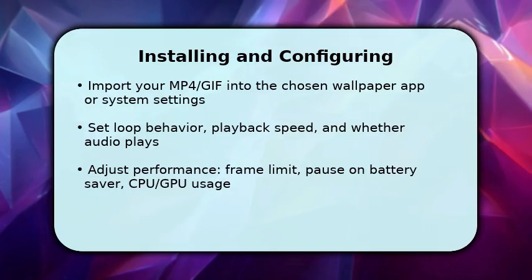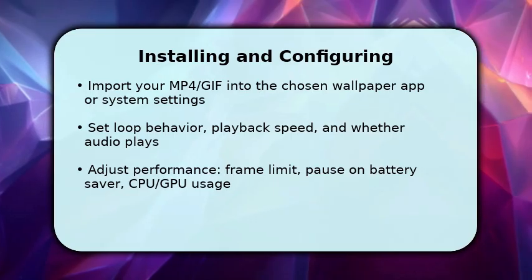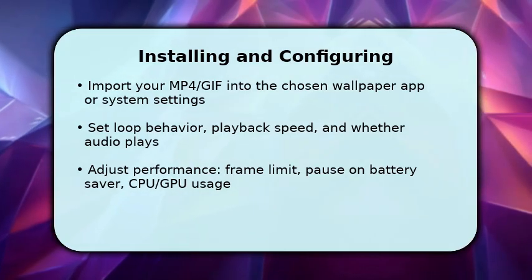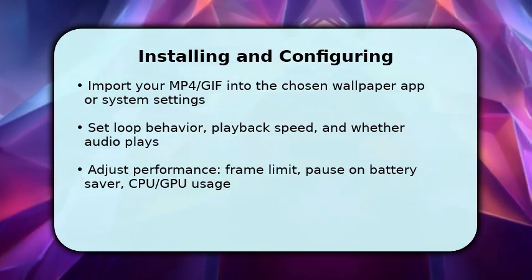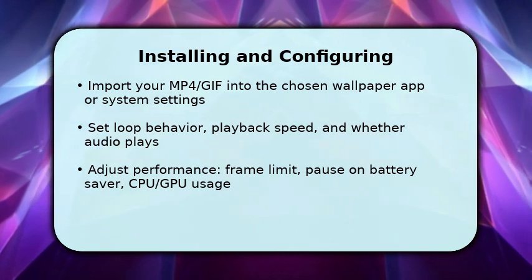Once added, set loop, playback speed, and disable audio unless you specifically want sound. Audio wastes resources. Then tweak performance options, cap FPS, enable pause on battery saver, and choose hardware acceleration if available. These tweaks prevent stuttering and excessive heat while keeping the animation smooth.